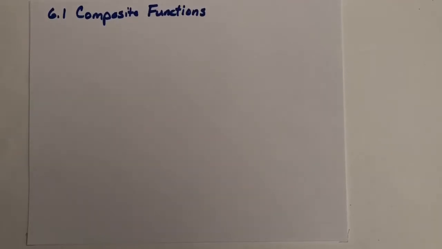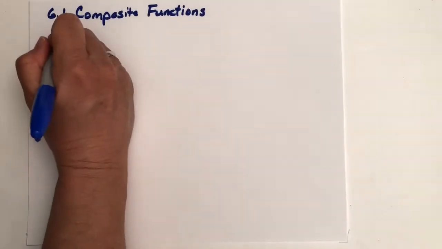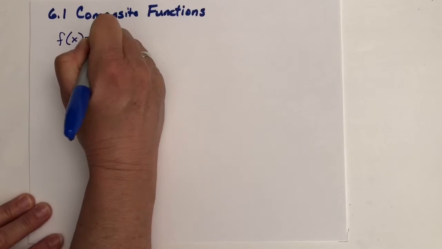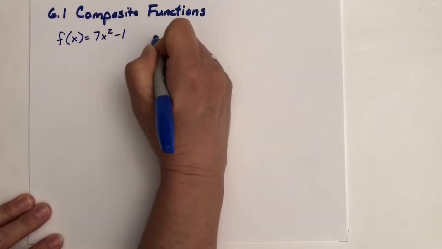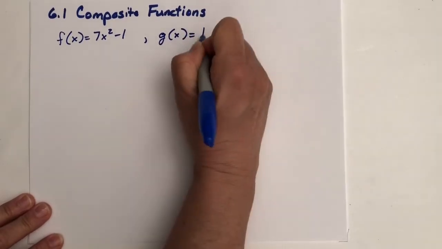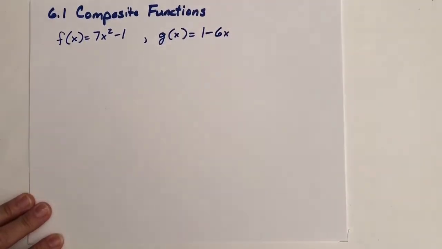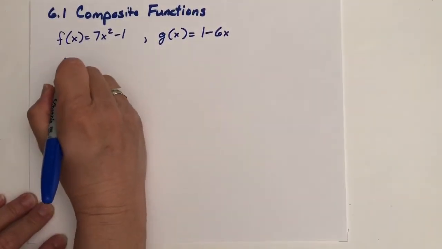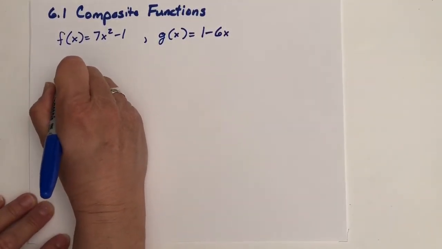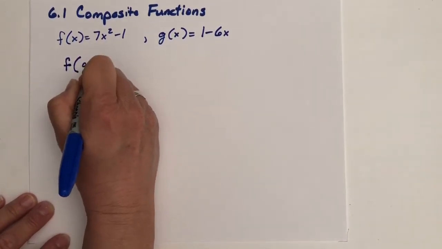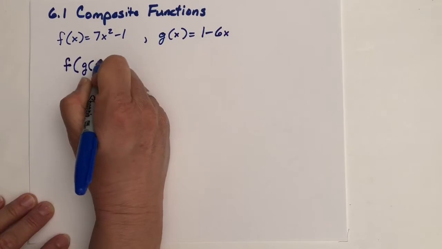To talk about composite functions, I'm going to jump in with these two functions. Let f of x equal 7x squared minus 1, and we'll let g of x equal 1 minus 6x. Now suppose we begin by just calculating the value of this expression, f of g of 4.